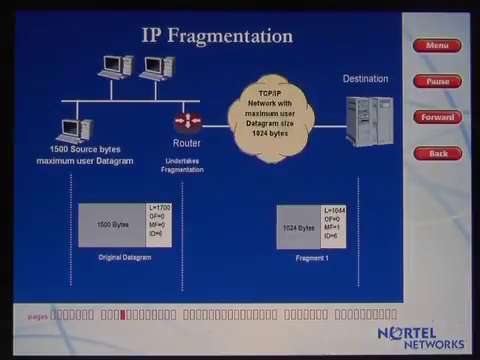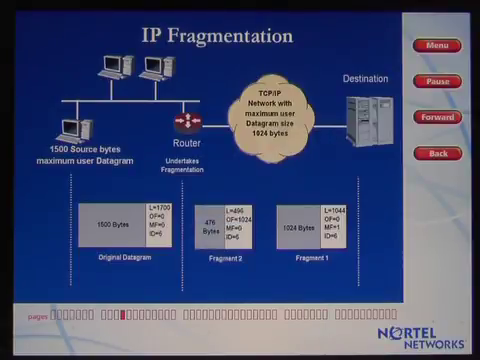The first fragment contains 1024 bytes of user traffic and a 20-byte header. Hence the total length field is set to 1044. The offset is set to 0, indicating it is the first fragment. The more fragments bit is set to 1 to indicate that more fragments are still to come.